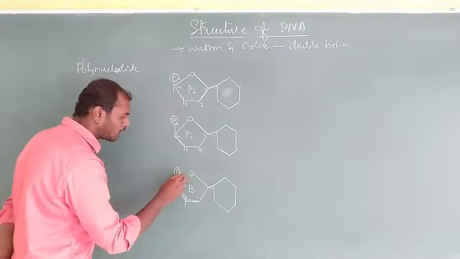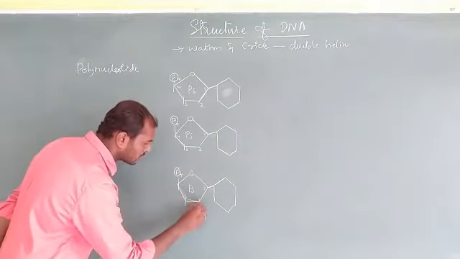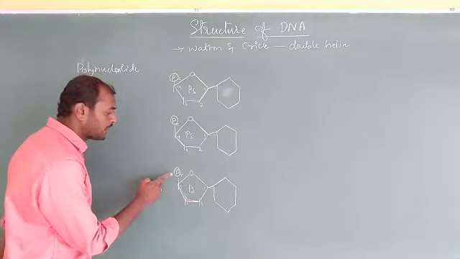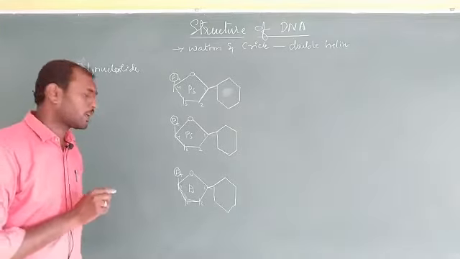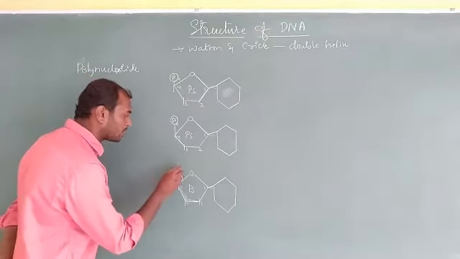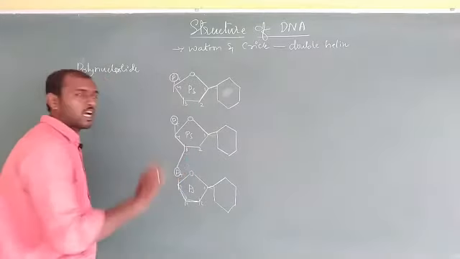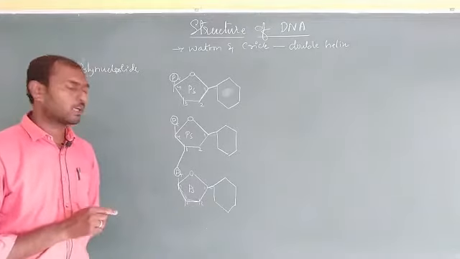So we have different carbons: first, second, third, fourth and fifth. The phosphate is bonded to the fifth carbon. This fifth carbon phosphate is now going to react with the third carbon OH and form a bond.